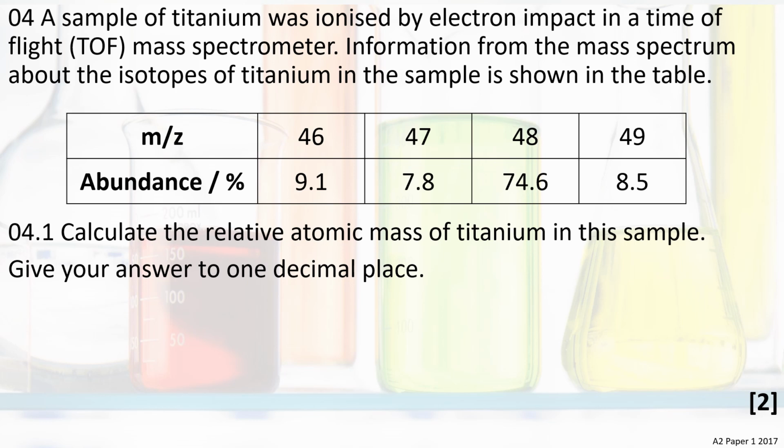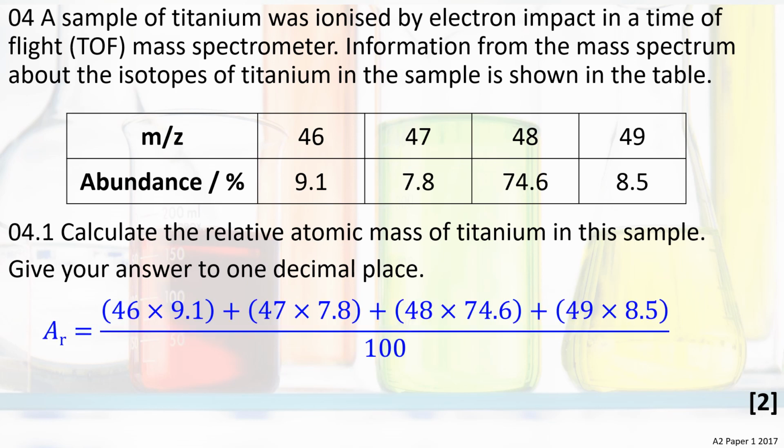M over Z is the mass over charge ratio. In the ionization process, the majority of atoms lose one electron to become 1+ ions, so mass over charge is equal to the mass of a particular isotope. The mass is in atomic mass units. If there were 100 atoms, multiplying the mass of each isotope by their percentage abundance gives the total mass of 100 atoms, so dividing this number by 100 gives the average mass of one atom.